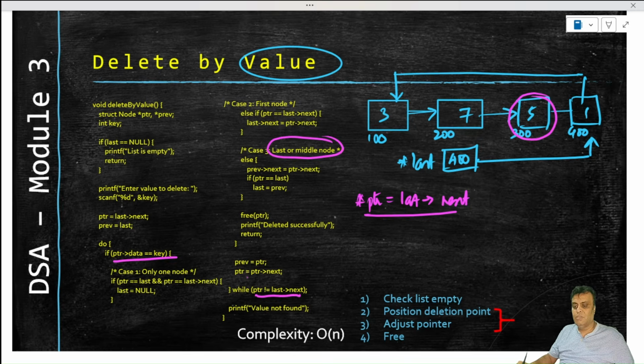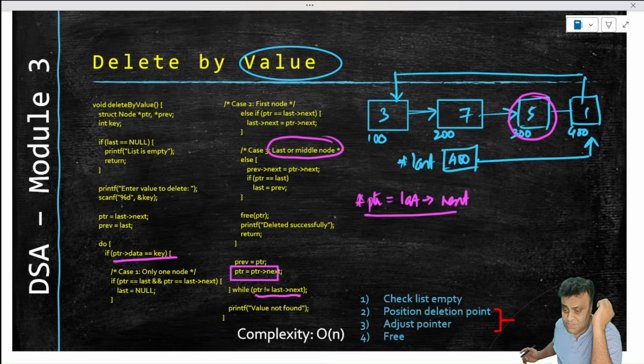We have done the while loop here with pointer equal to pointer arrow next. A do while loop, same way. So we have done again a do while loop with pointer equal to pointer arrow next, and we are moving that pointer till pointer becomes equal to last arrow next, which means pointer has come back to the head.